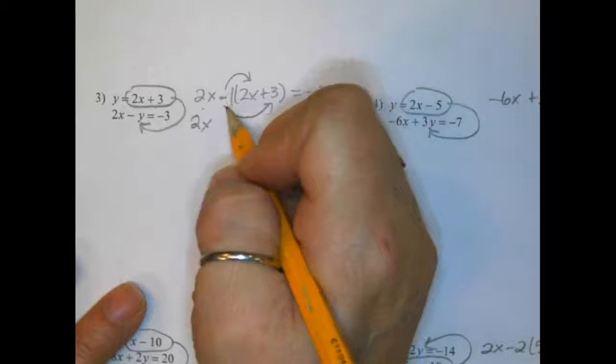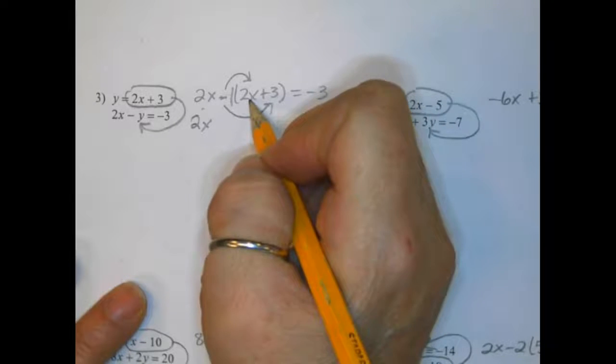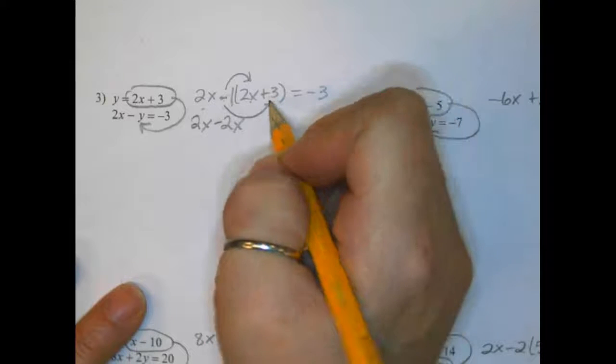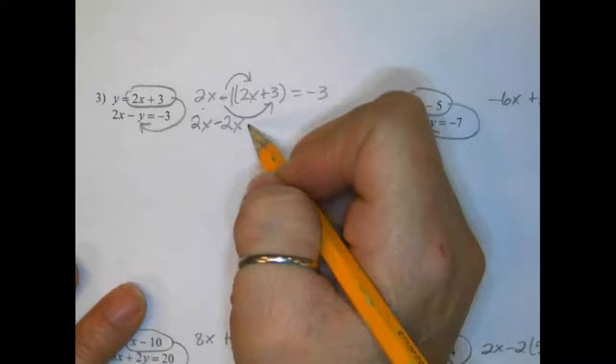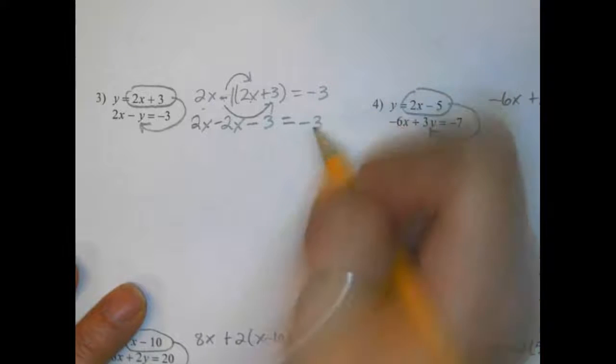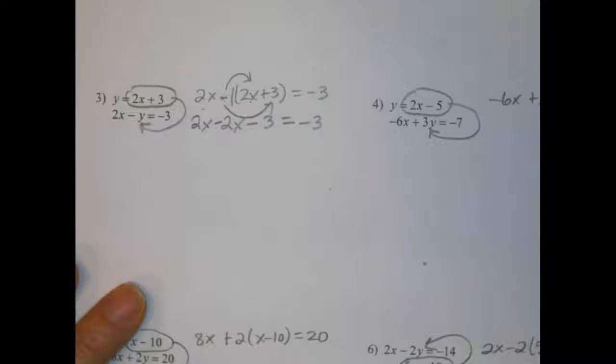So what is a negative 1 times 2x? Negative 2. Minus 2x. What is a negative 1 times 3? Negative what? Minus 3. And then I'm going to put my answer down here. Okay? So I'm going to go ahead and solve this problem here.